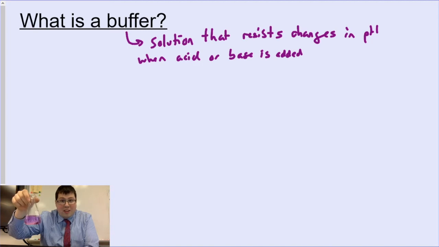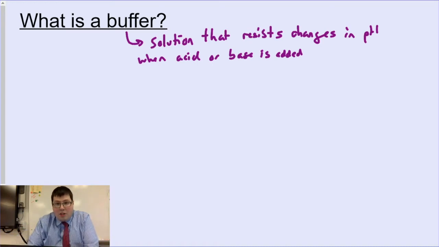So this solution is not a good buffer because, seeing from our indicator change, that solution rapidly changed its pH when I added the 0.1 molar sodium hydroxide to the solution. The pH shot up and became very basic.